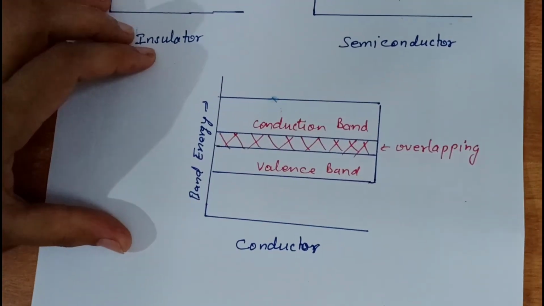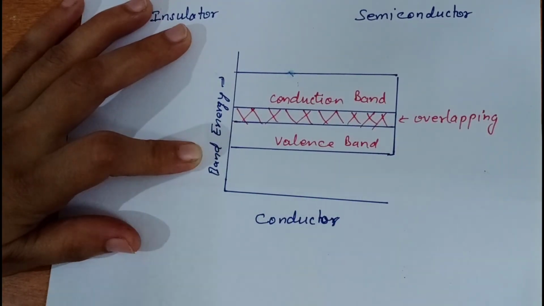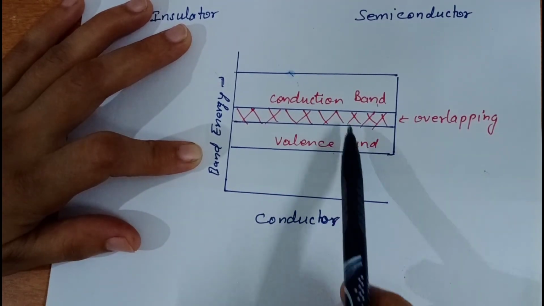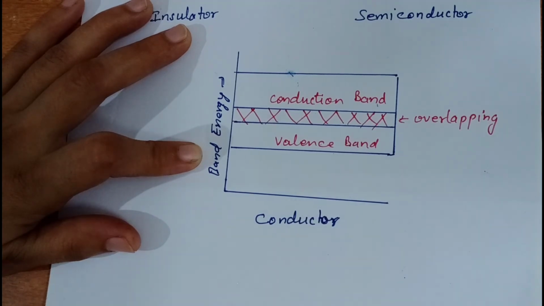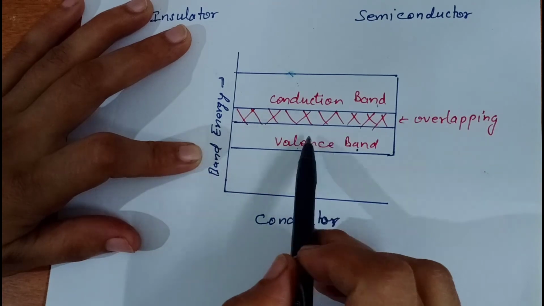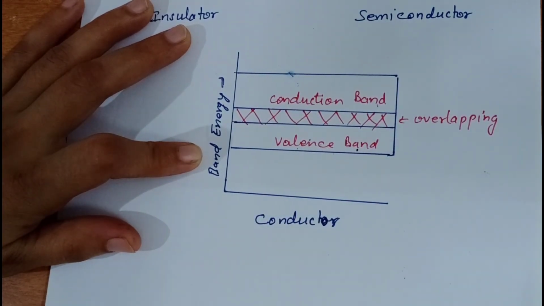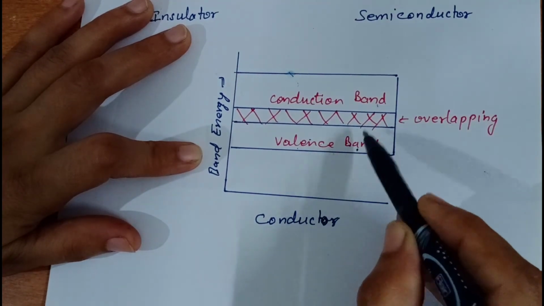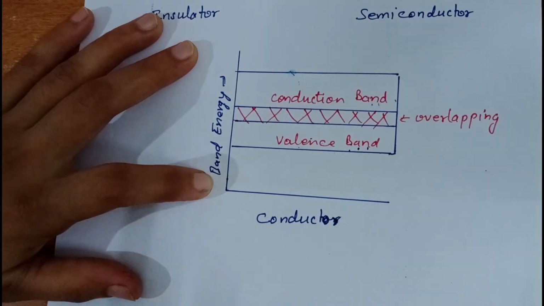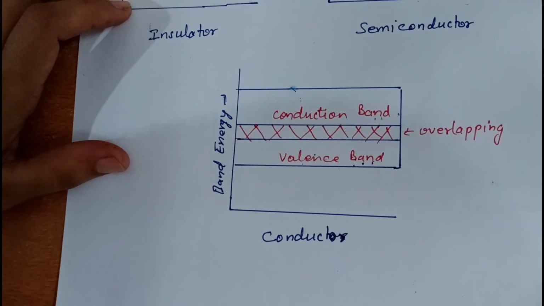Now we will discuss conductors. In the case of a conductor, there is no energy gap between the valence band and the conduction band. There is even overlapping between these two bands. So all the electrons that are in the valence band are free to move in the conduction band. So metals are called good conductors because they have overlapping between the valence band and the conduction band. So this is the difference between these three materials on the basis of band theory.